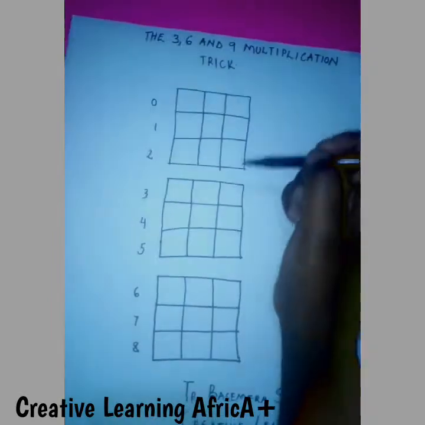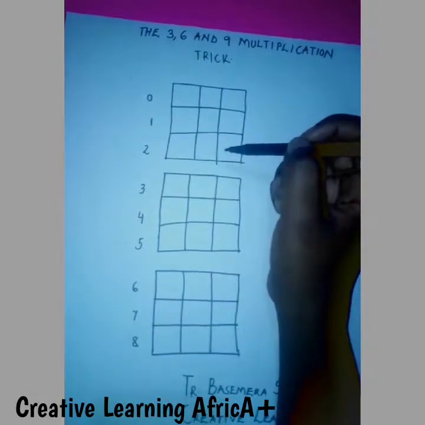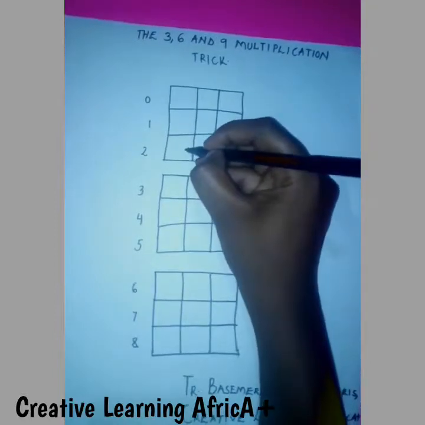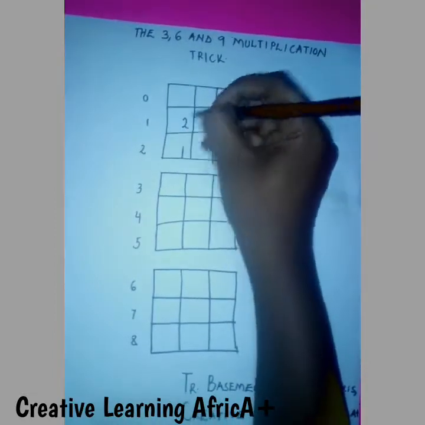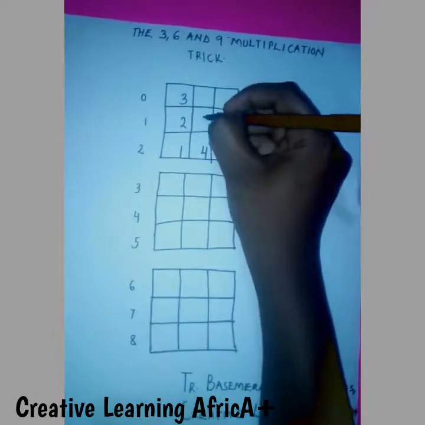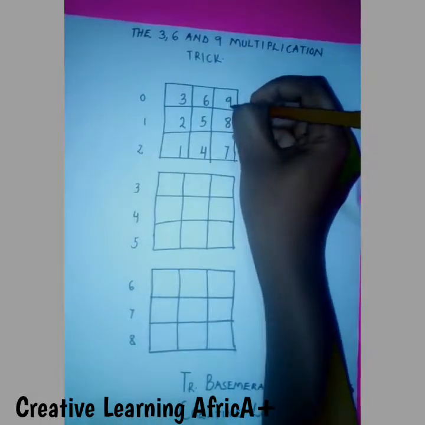Now, we are going to write numbers from 1 to 9 in each of these boxes in the same pattern. So we are going to start from this corner here. 1, 2, 3. Come down here, write 4, 5, 6, then 7, 8, and 9.